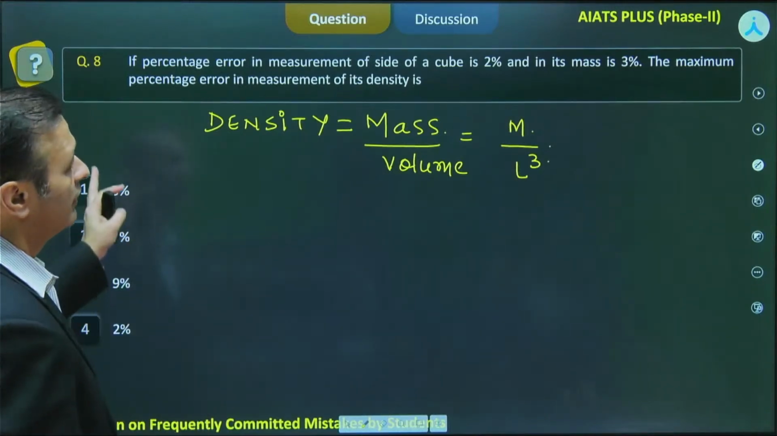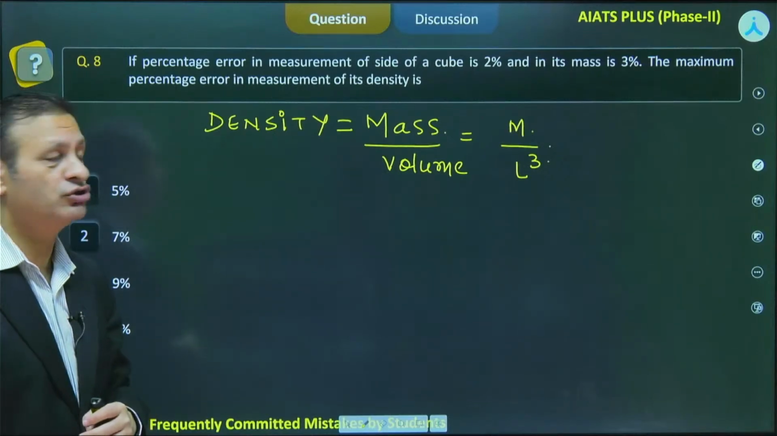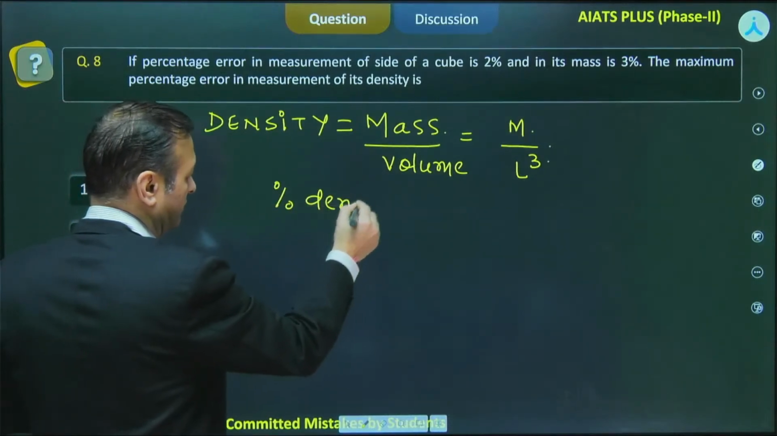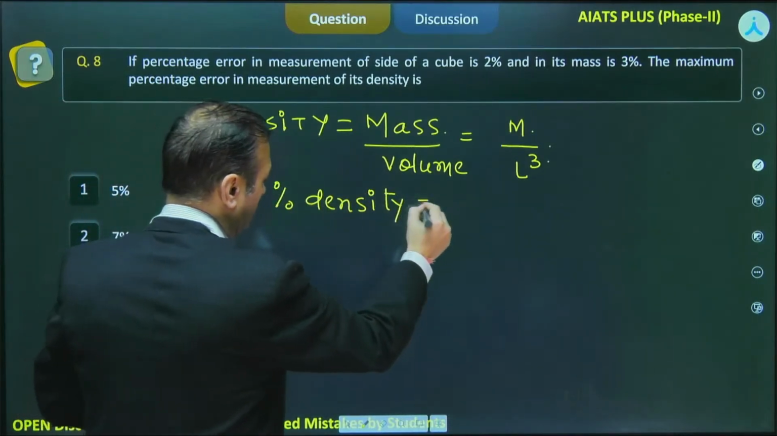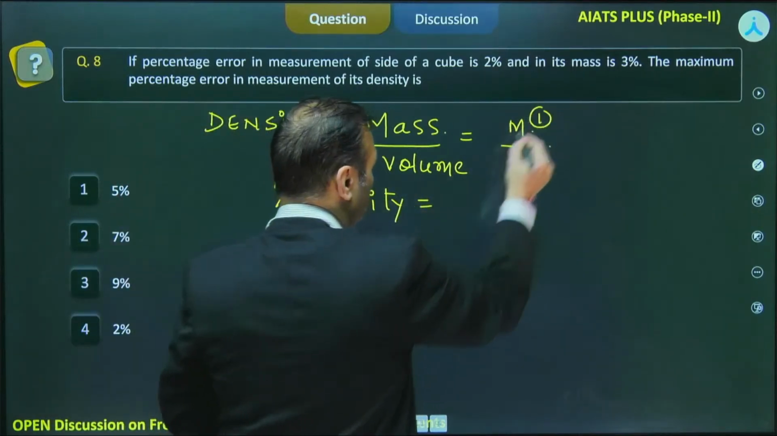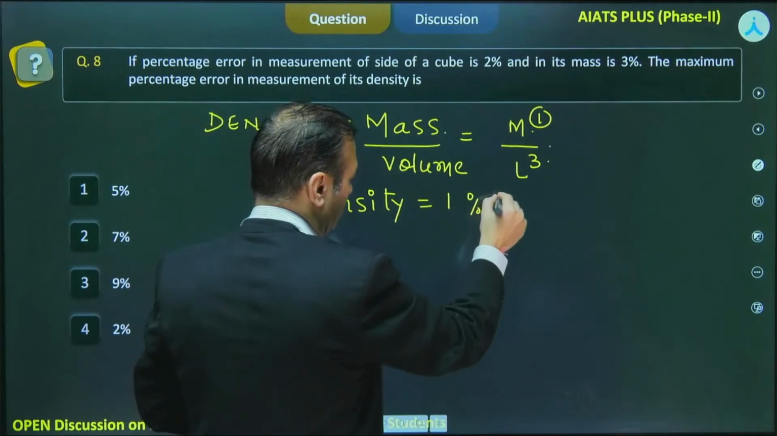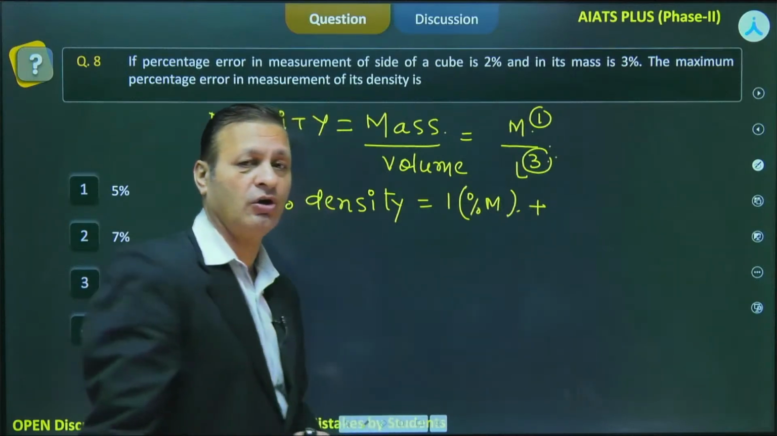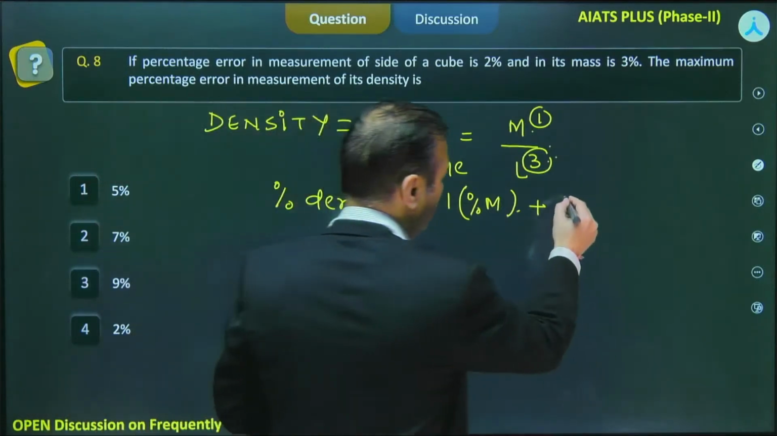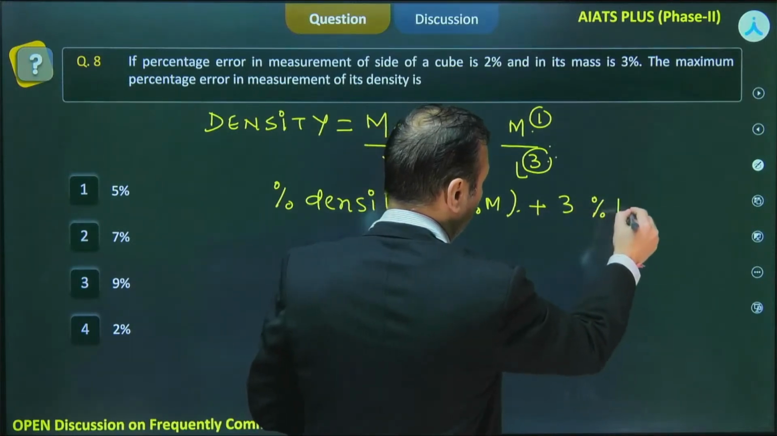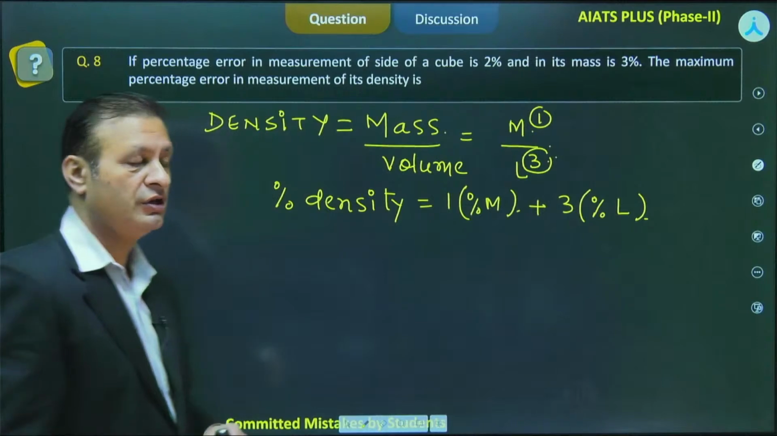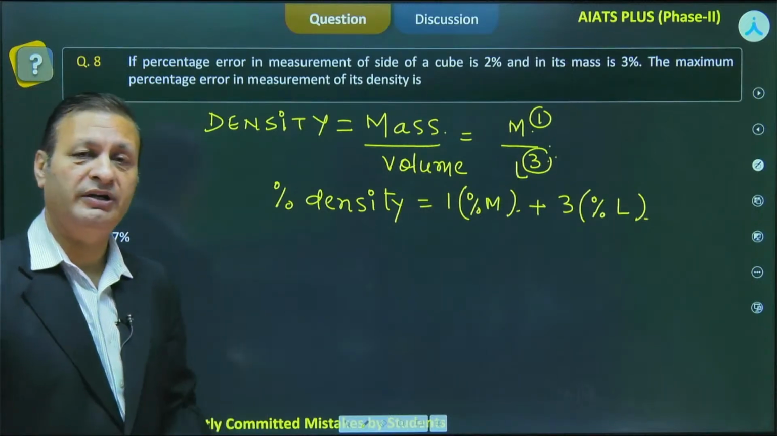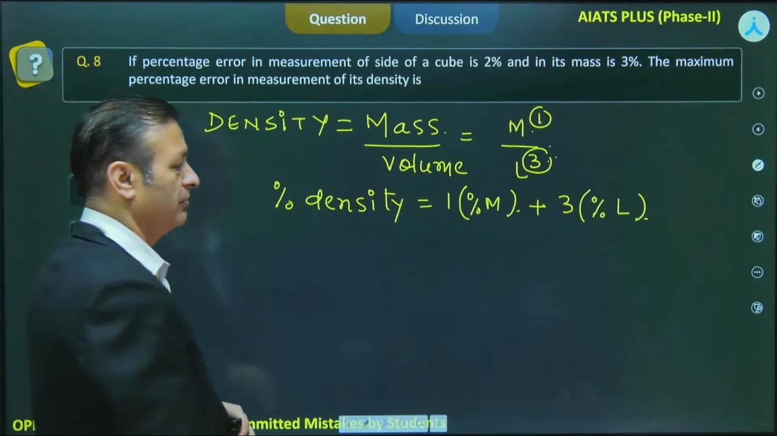Now the question is about the error part, the maximum percentage error in the density. So mass has power 1, so it has 1 times the percentage error in mass, plus length has power 3, so this is 3 times the percentage error in length. That is the standard formula from the error part, and this is how we'll calculate the maximum error in the measurement of density.